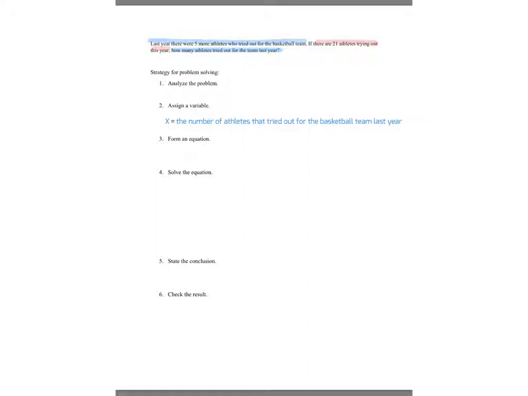So what else do we know? The key thing that we know about the very first sentence is the words being used, and those are 5 more. 5 more, that's always going to be an indicator of addition whenever you see the word more. So we're going to want to use plus 5 somewhere in our equation. Secondly, in the red, it says that if there are 21 athletes trying out this year, the key words are going to be there are 21. So that's going to be an indicator of equals 21. Words like there are, there is, those are usually indicators of equal signs. So we're going to usually use these numbers and these symbols whenever we see words like more and there are.